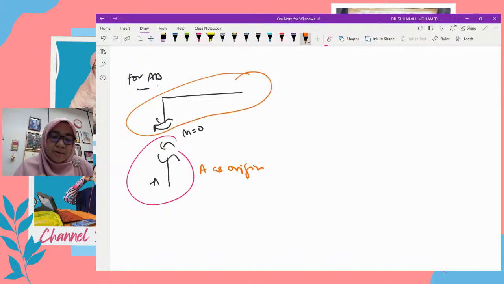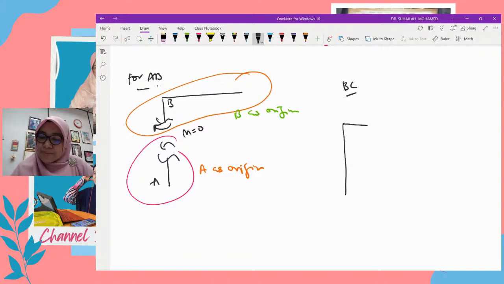And this is when B is the origin. Same goes for BC. For BC, we also have choices. For example, for BC, we have this and this. So B to C, the one that we cut, whenever we combine back, it will equal to 0 moment.